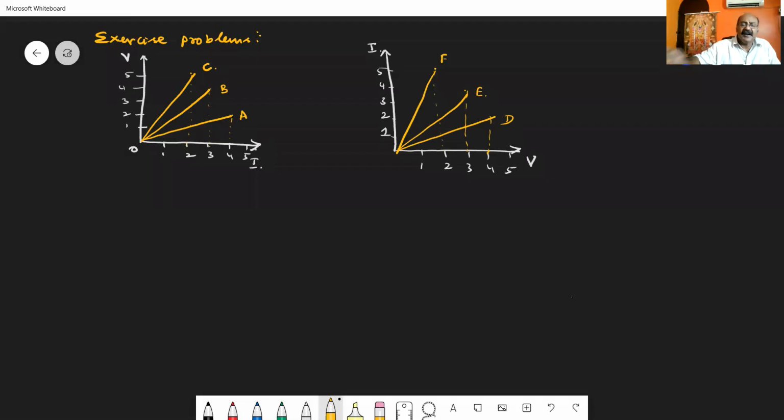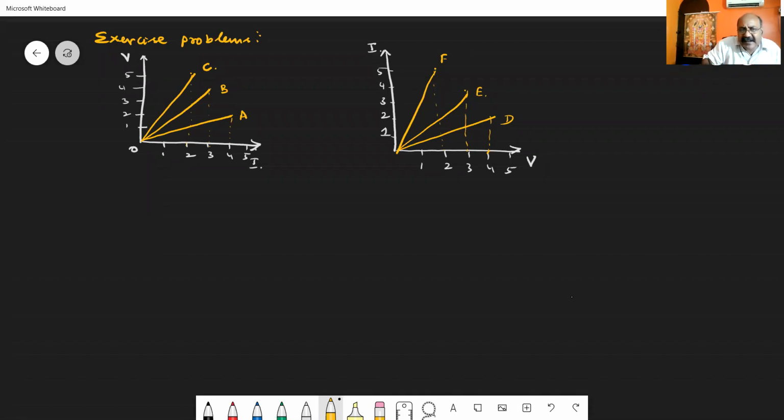Out of the 6 conductors given, we have to calculate which conductor has the maximum resistance and which conductor has the minimum resistance. First of all, let us consider the diagram. First of all, we have to calculate the resistance for each and every conductor.